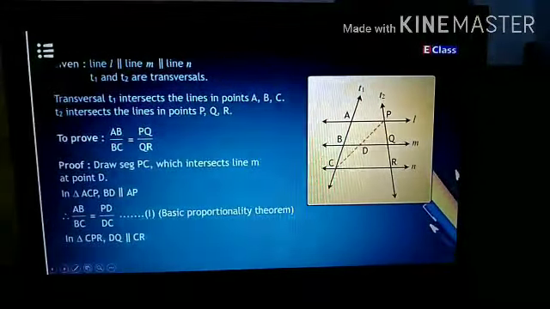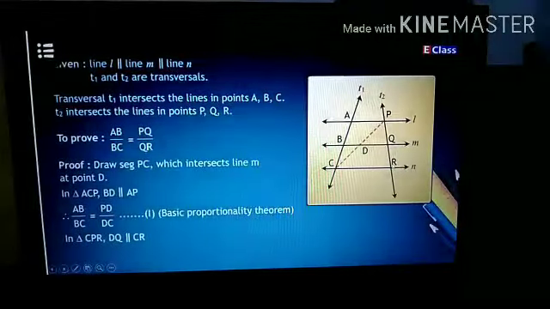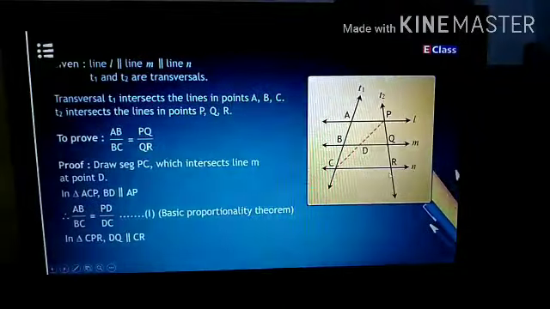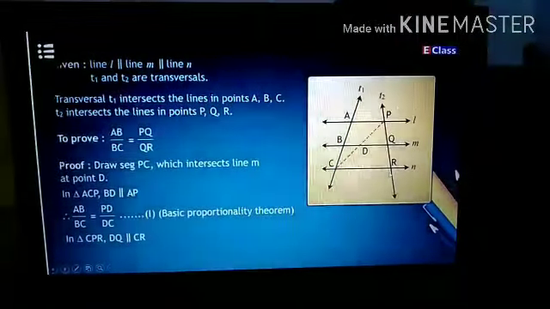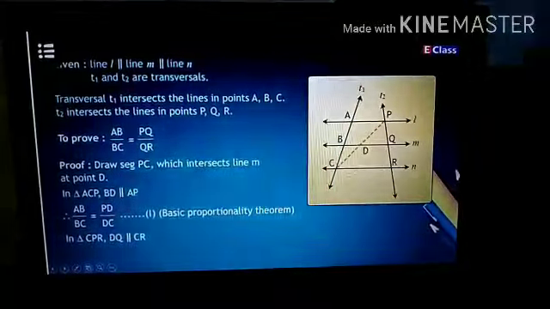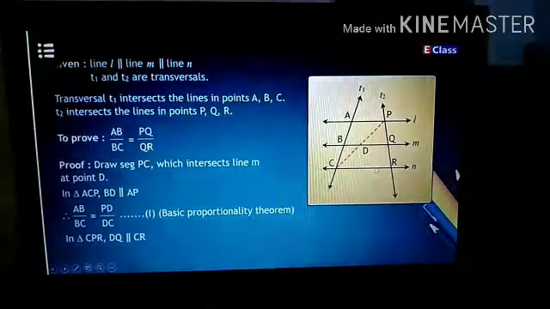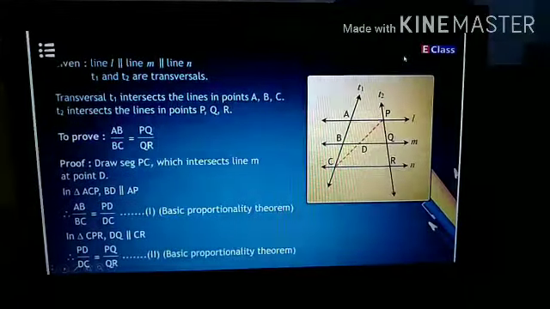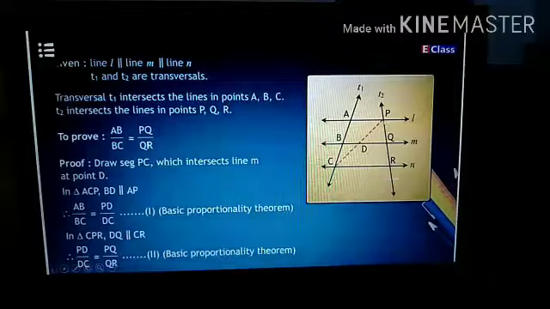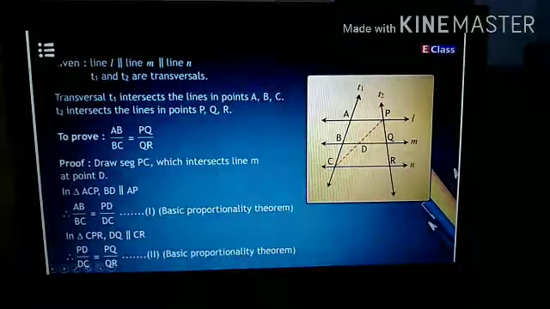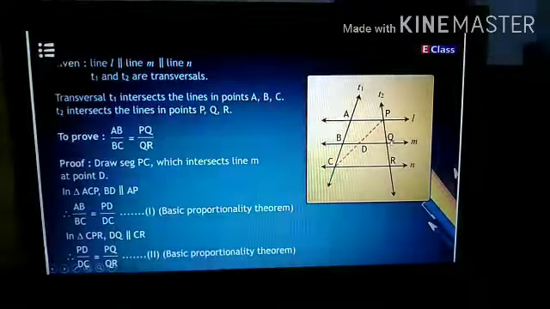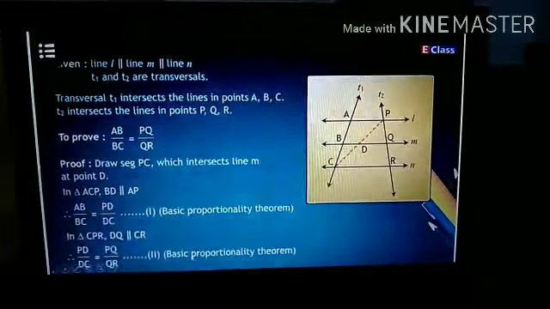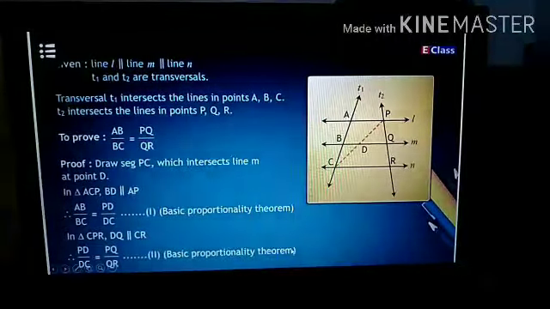Now let us consider triangle CPR, where DQ is parallel to CR. Again we have a triangle with sides parallel to each other, so we apply the basic proportionality theorem, where we can write the ratio of the sides as PD upon DC is equal to PQ upon QR. We label it as 2 and write the reason as basic proportionality theorem.